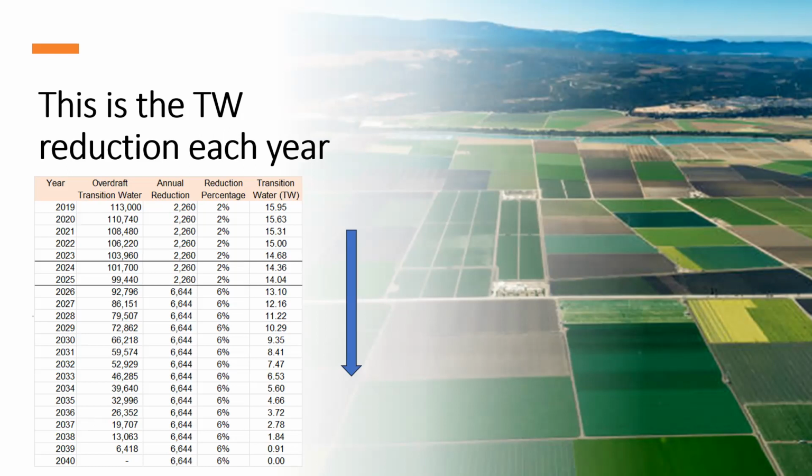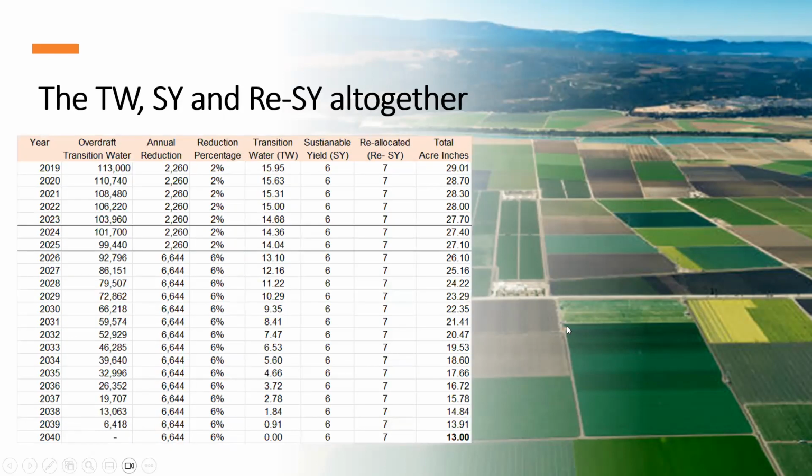Now let's add it all together, because it was a little confusing. We talked about sustainable yield reallocation, sustainable yield, and now transitional water allocation. But all together is the numbers. And in 2023, you had 27.7 acre inches to work with as a farm operation. And as it progresses through the years, you'll see that eventually gets to 2040, and we're at 13 acre inches, which is a pretty small number.